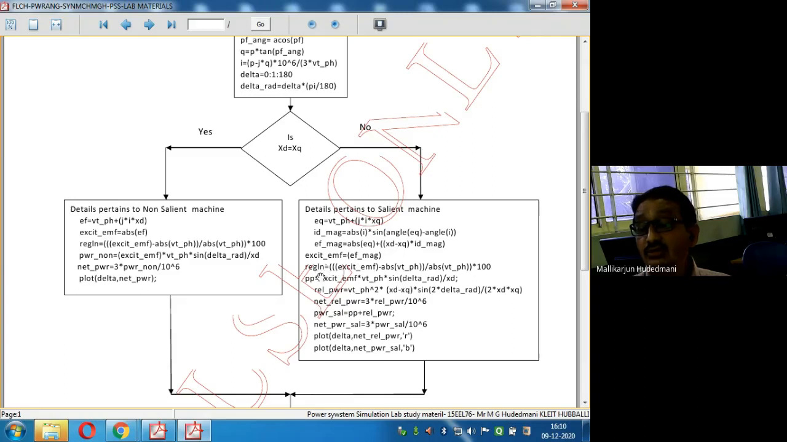Then regulation. What is the regulation? Same as the other side: EF minus VT divided by VT. You can see regulation equal to EF, excitation EMF, minus VT divided by VT into 100. So these same statements are used in the MATLAB. Hence it could become easier to you, regulation.